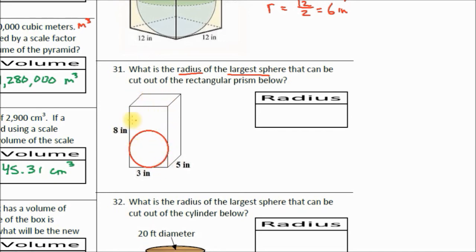Your limiting factor here, what's going to limit the radius, is the smallest dimension, which in this case is 3. Because it's 3 inches here, the radius is going to be half of that, or 1.5. It doesn't matter that this is 8 inches tall. If you try to take that space up, you're going to end up with this weird oval-shaped object. It's definitely not going to be a sphere, which is a perfect circle. So the radius is the smallest dimension divided by 2, which is 1.5 inches. So our radius here for our largest sphere is 1.5 inches.